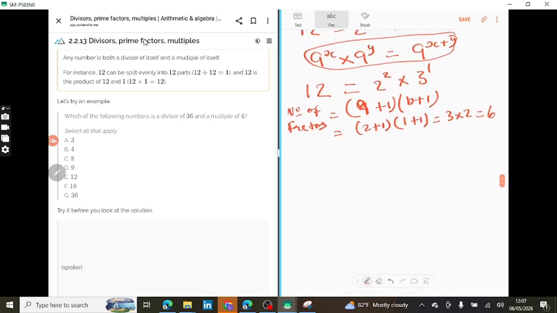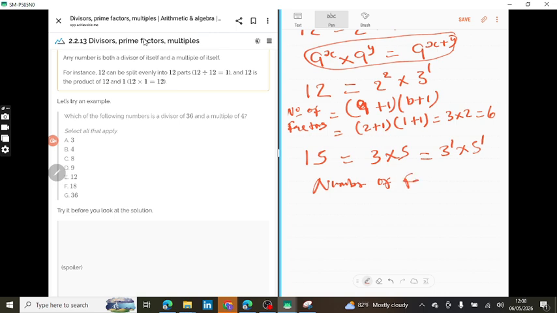Let's say 10, or let's say 15. Of course, 15 is just 3 by 5, the prime factorization of 15. And if we do it, number of factors, remember that is 3 raised to the power 1 times 5 raised to the power 1.